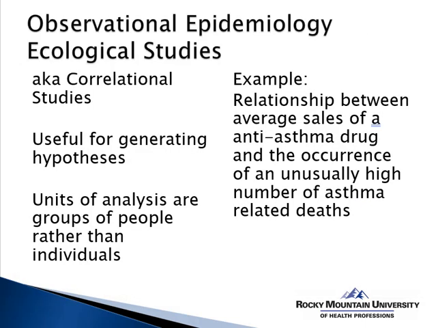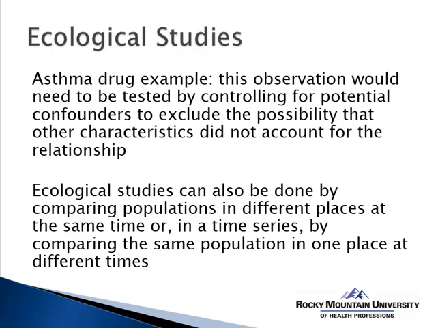Looking at ecological studies, these are also known as correlational studies. These are useful for generating hypotheses. The units of analysis are groups of people rather than individuals. So an example described in the textbook is a relationship between the average sales of an anti-asthma drug and the occurrence of an unusually high number of asthma-related deaths. Now, if that relationship happened, the observation would need to be tested by controlling for potential confounders to exclude the possibility that other characteristics accounted for the relationship.